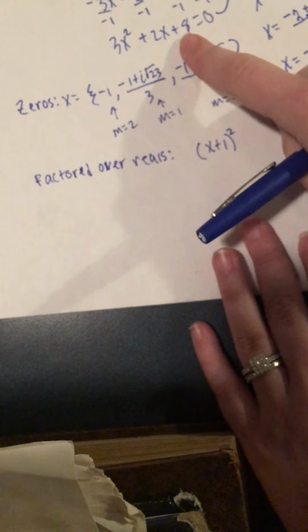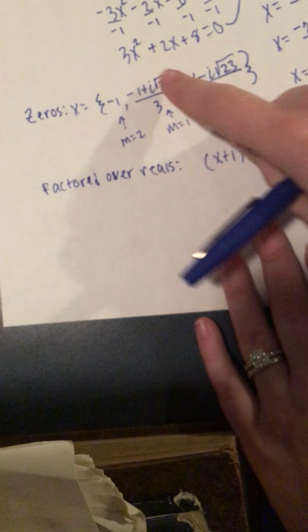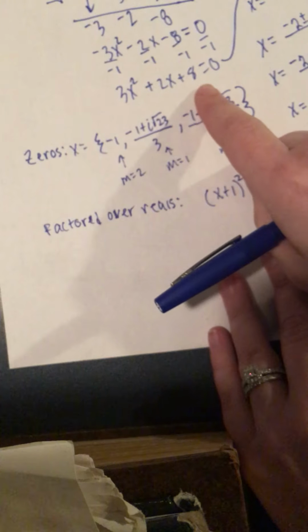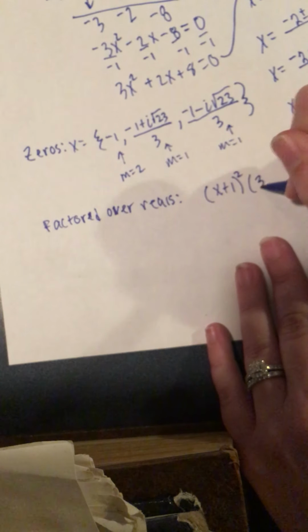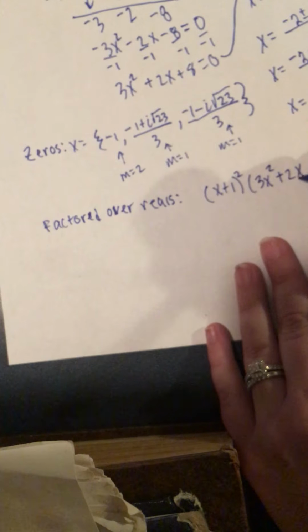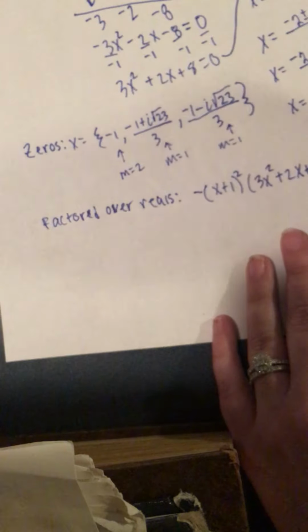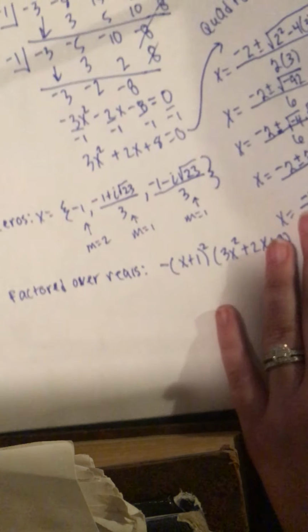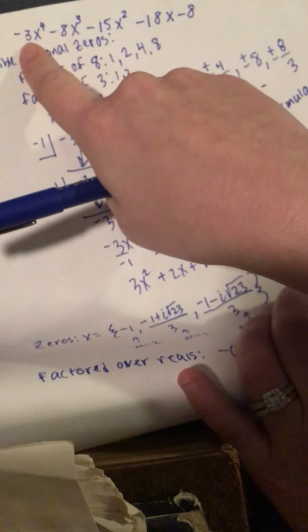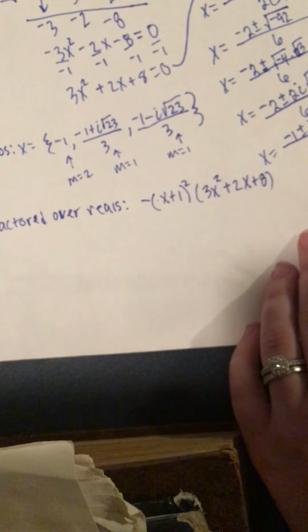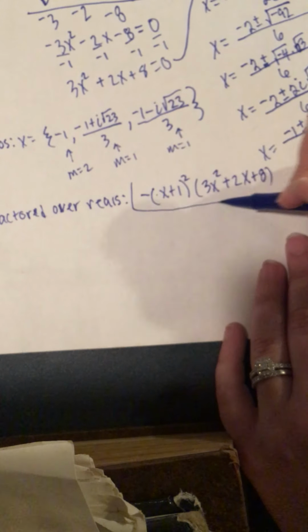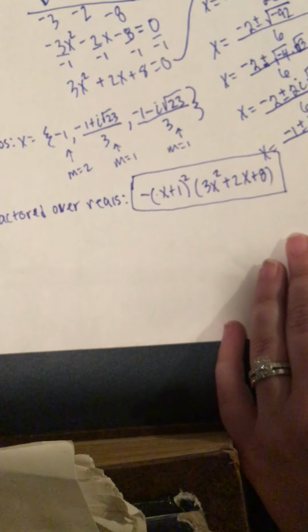Actually, what we want to do is go back to what we had before we ever solved for the imaginary zeros. So what we had here, we had a 3x squared plus 2x plus 8. Remember, we actually took a negative out of it too. So that negative that we took out, we need to put in front. And you can see that if you look back at the original problem, there was a negative in front, right? So we need that negative out there. So this is factored over the real numbers.